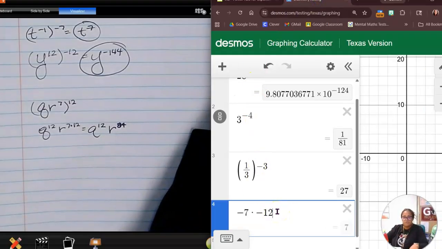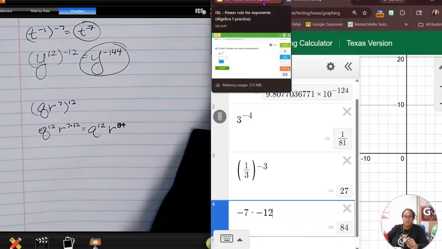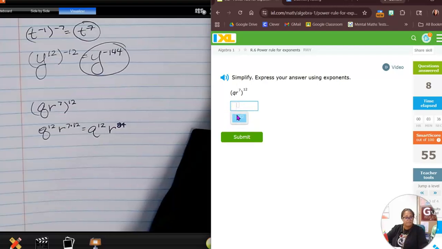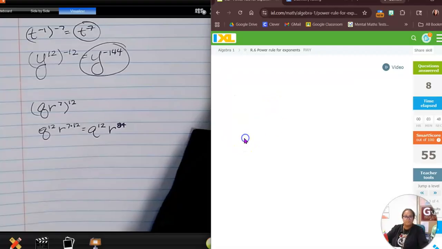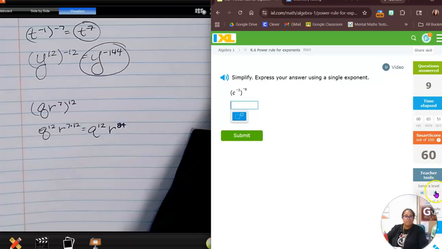7 times 12 is 84. So Q to the 12th power, R to the 84th. Q to the 12th, R, oops, not a tiny r, big R, R to the 84th. Got it. Let's jump up one more level and see where it takes us.